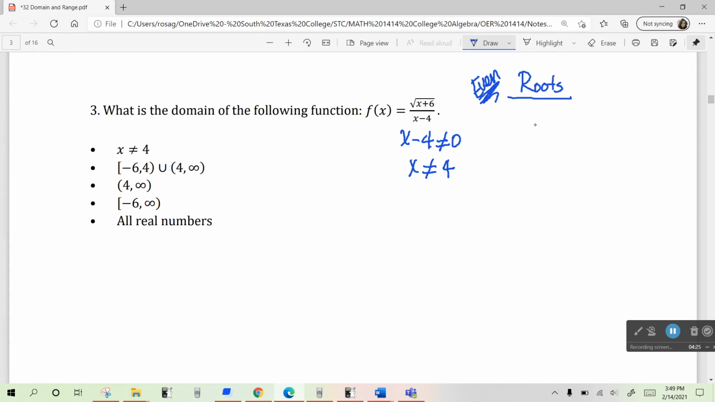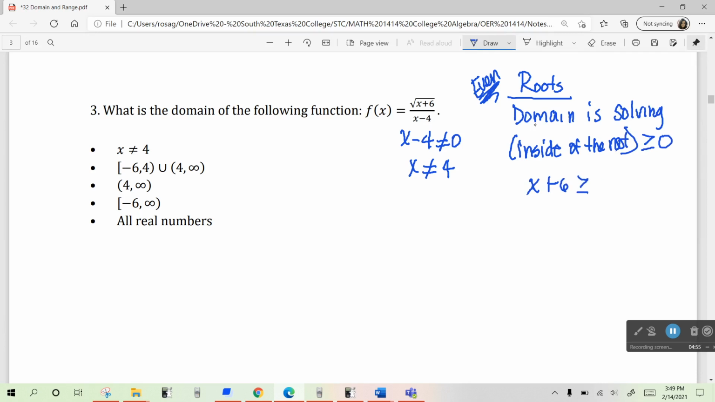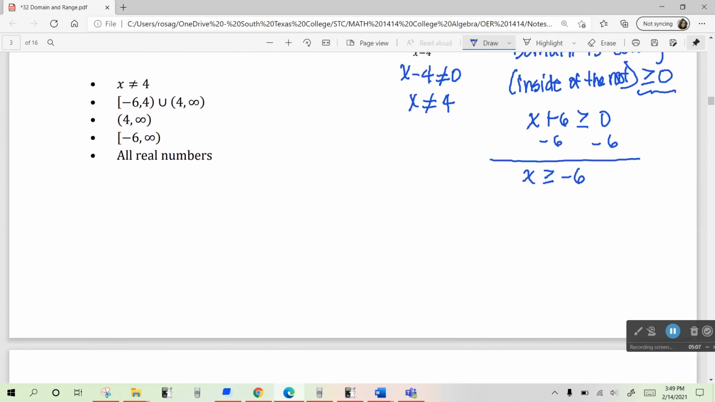To find the domain, you're solving for the inside of the root having to be positive. So you're going to get the inside of the root and you're going to solve that inequality all the time. The inside has to be positive, or has to be greater than or equal to 0. So if I'm doing this one, it would be x plus 6 has to be greater than or equal to 0. See, this stays the same and I'm just getting the inside. Minus 6, minus 6. x has to be greater than or equal to negative 6.